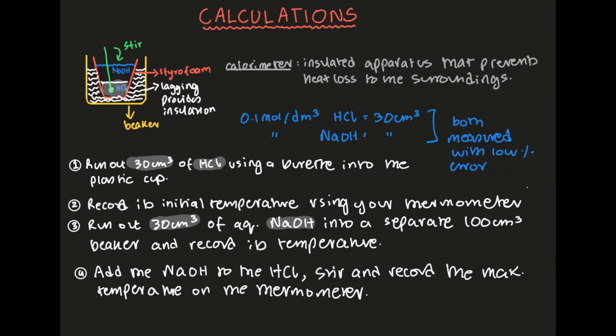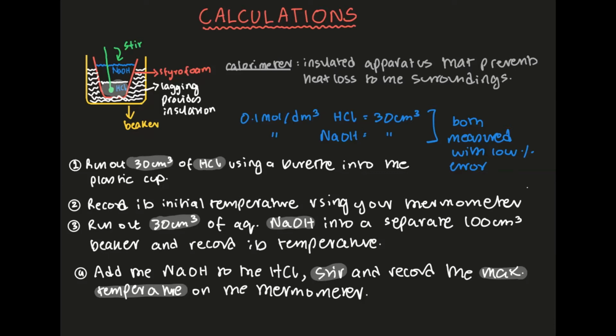Now after that, you're going to add both of these together. So you're going to add the NaOH to the HCl. You're going to stir it and you're going to record the maximum temperature on the thermometer. Now the temperature is going to keep on increasing and it's going to reach a point where that temperature becomes constant. So that's going to be your maximum temperature and that's what you're going to be recording. So this is the procedure.